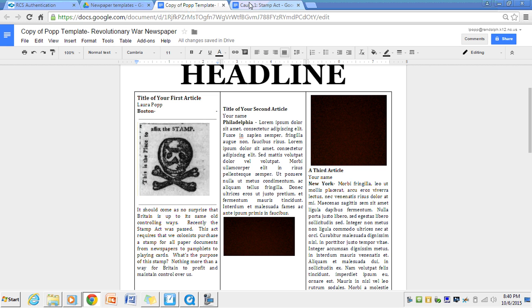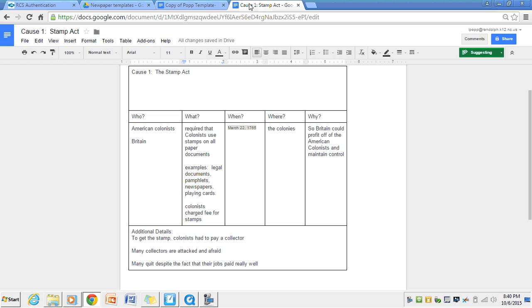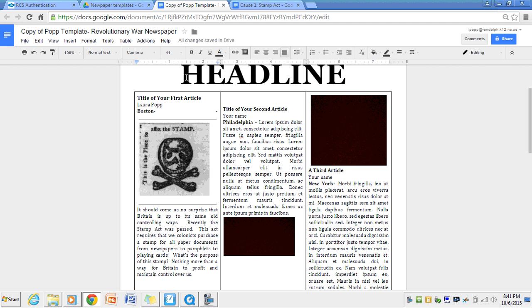I definitely want to get to the part where I incorporate some of these additional details that I thought were interesting, about how in order to get the stamp they had to pay a collector, and a lot of the collectors were attacked. Some of their homes were burnt down. They were really afraid, and a lot of them quit even though they were paid really well. I think that would be some interesting stuff. And one of those attacks took place in Boston, which is why I left Boston as the city.